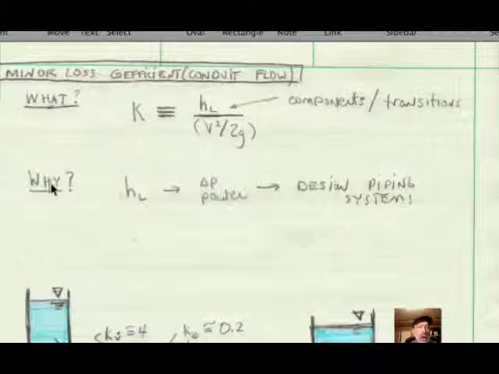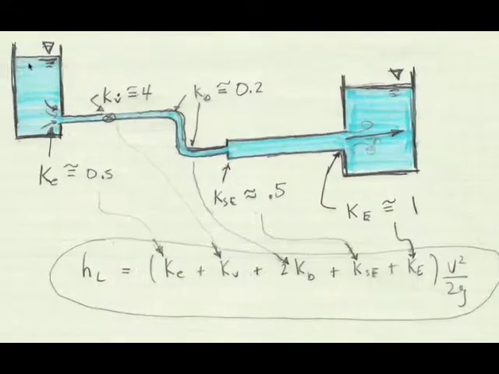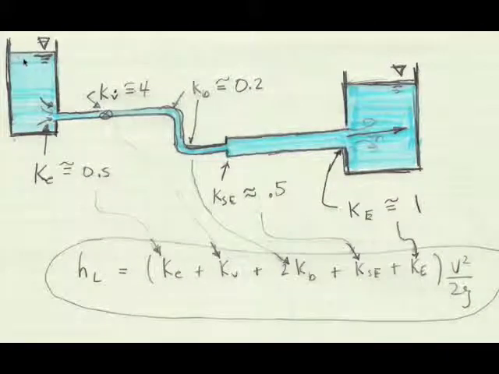Why would you want to know this? Well, if you can calculate the head loss associated with the components and transitions and pipes, you can get things like pressure drop, the power required by a pump, and this is key information for designing a piping system. In this system, water flows from an upper reservoir to a lower reservoir.